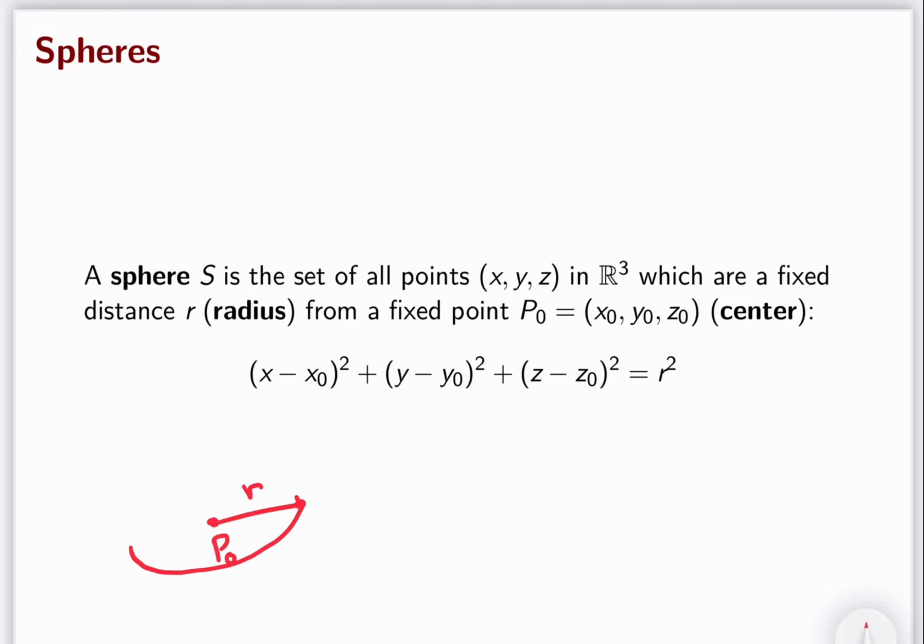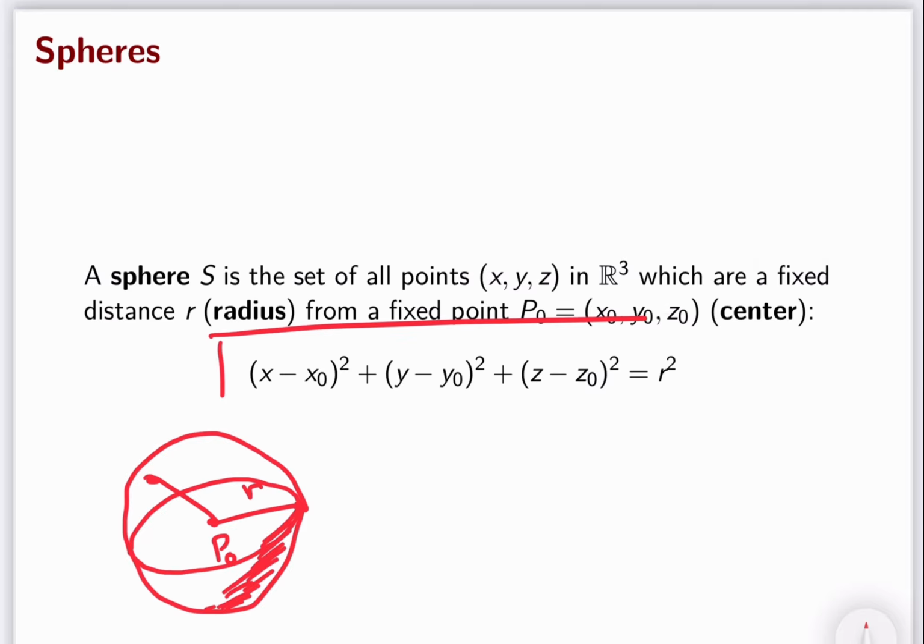So for instance, this point will be one point that satisfies this condition, but all the points that are in this circle will be also, and all the ones that are on all this surface will be also. So all these points in the surface here will satisfy the condition that the distance from the point in the surface to P0 is always r. And this will be then the equation that the points x, y, and z in the space have to satisfy in order to be in the sphere.